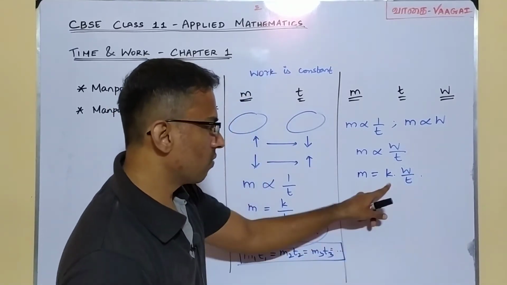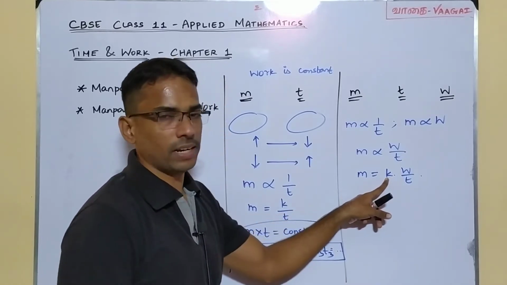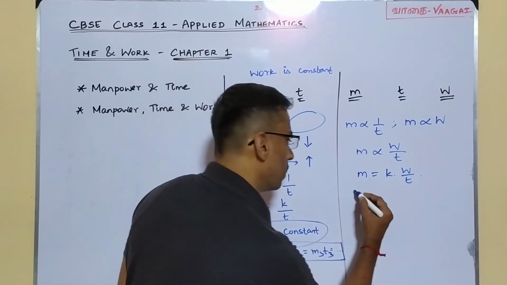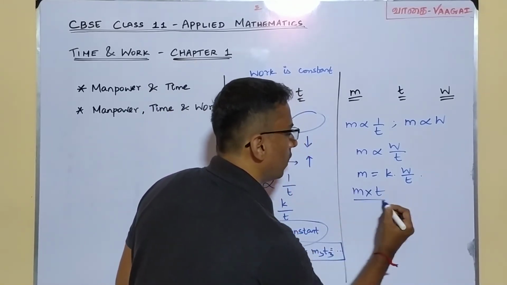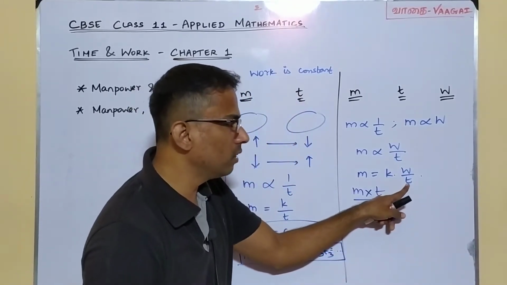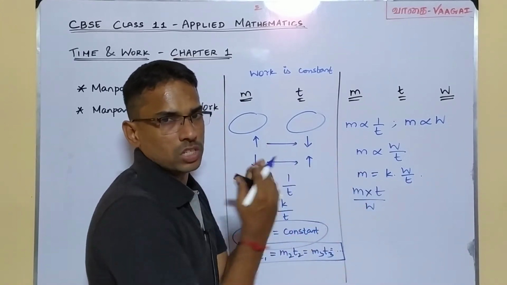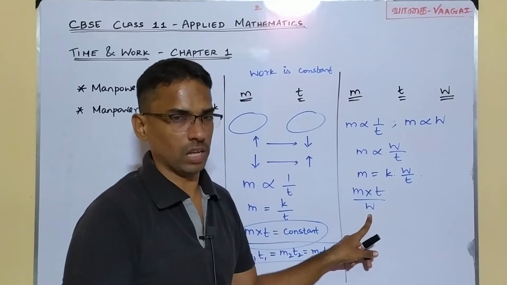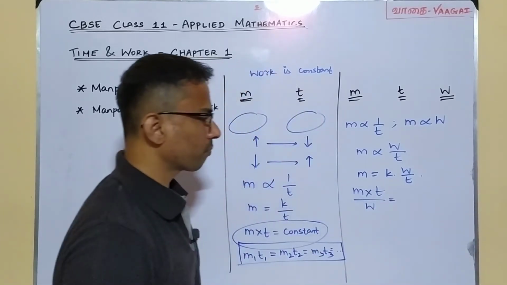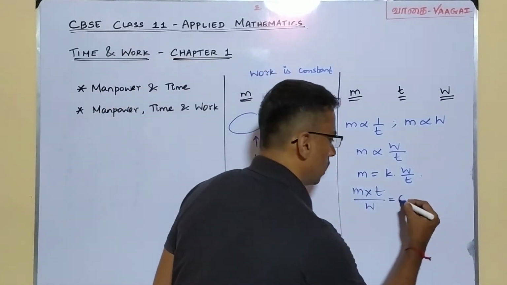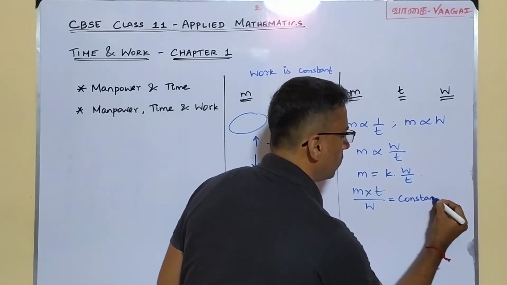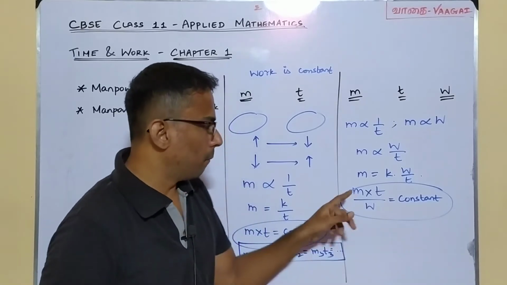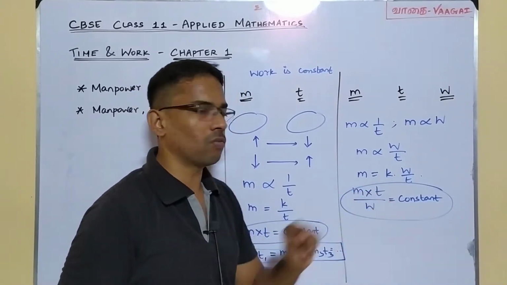And second thing, if I want to keep this constant alone on the right hand side, I can bring this W by T to the left hand side, so that it becomes M into T by W. Why? Because T in the denominator will come to the numerator's position, and W in the numerator will come to the denominator's position on the left hand side. So this will be equal to some K, I mean a constant. Now what is the relation between all these three? Our answer should be manpower into time by work is equal to a constant.